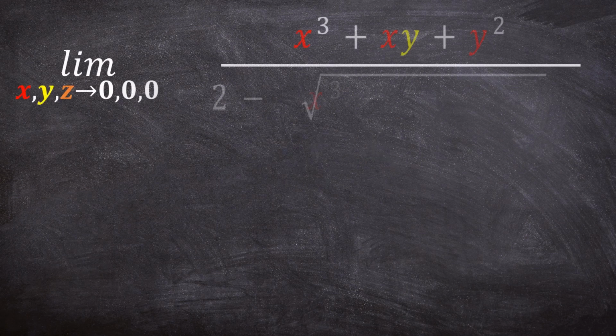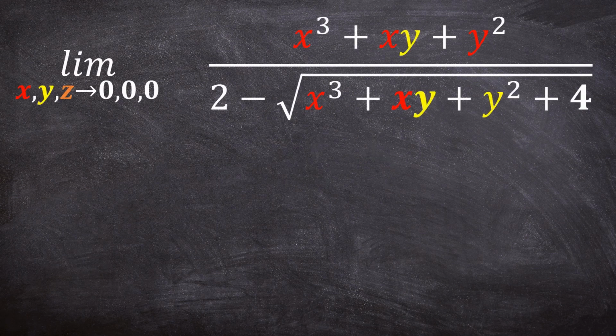Okay, so right here we have a limit problem. This one is not single-variable calculus. We have x to the power 3 plus xy plus y squared, divided by 2 minus the square root of x squared plus xy plus y squared plus 4 under the square root, and we want to evaluate the limit at the point where x is 0, y is 0, and z is 0.